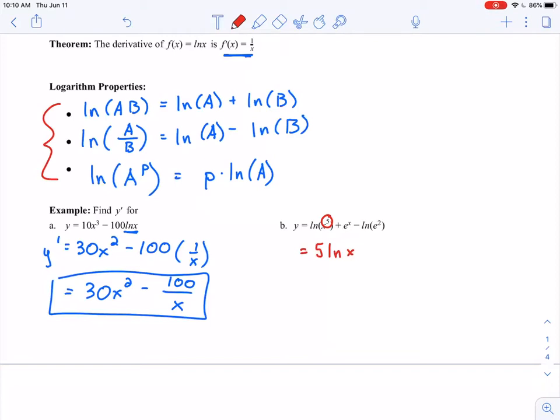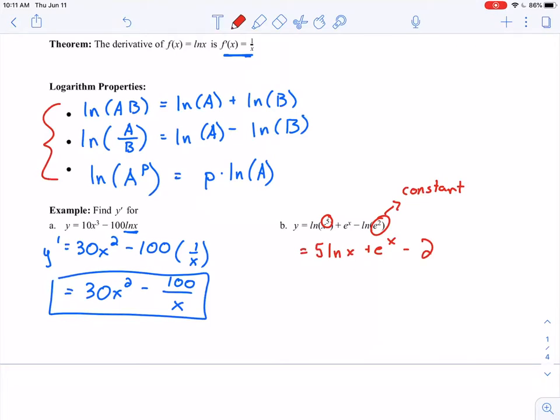So I'm going to leave e to the x alone, minus natural log of e squared. Here I'm trying to trick you again. Remember, e is a constant, right? This is a constant. So I have a constant squared. This whole thing is a constant. You could actually type that into your graphing calculator right now and get an answer. If you look at the natural log of e squared, that's just going to be 2.